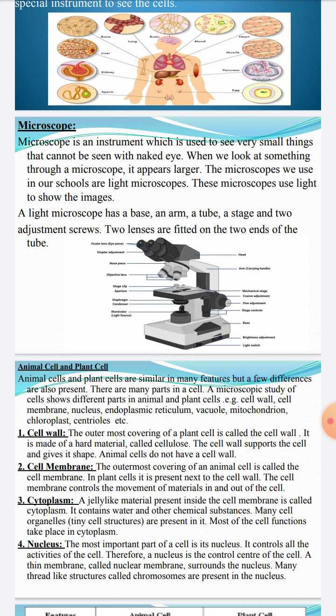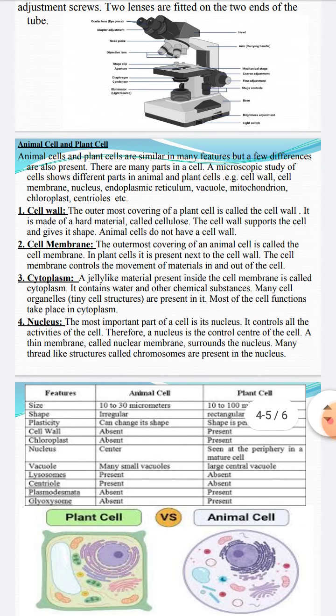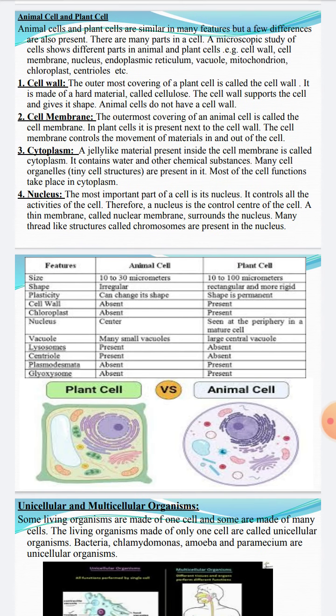Structure of a cell. There are many parts of a cell, like cell wall, cell membrane, nucleus, and cytoplasm. The cell wall is the outermost covering of a plant cell. It is made up of a hard material called cellulose. The cell wall supports the cell and gives it a definite shape.